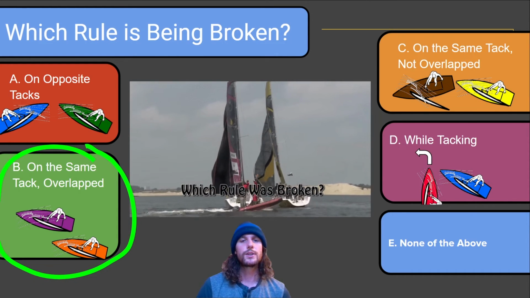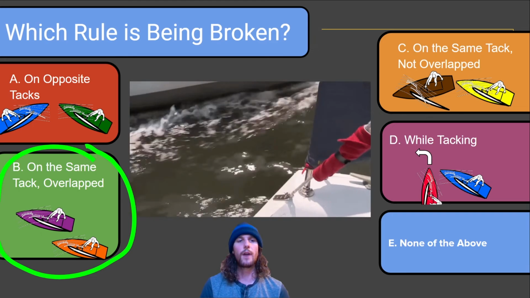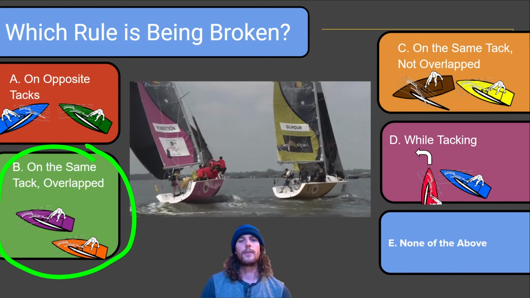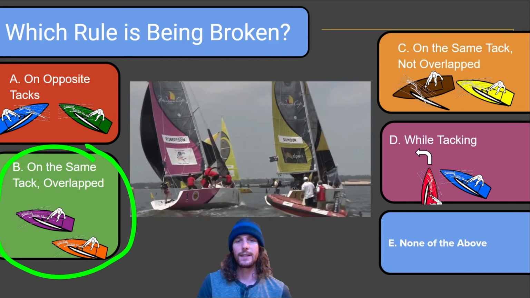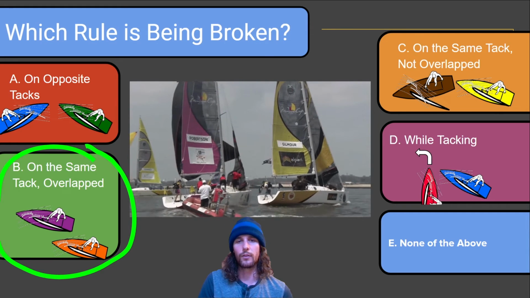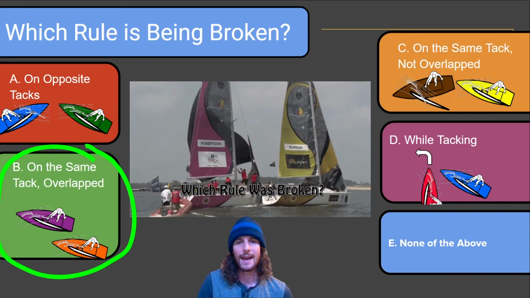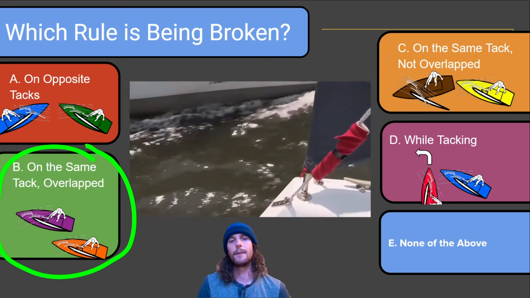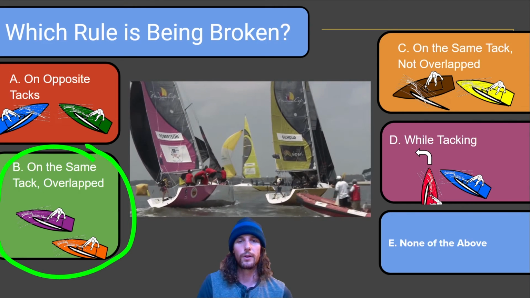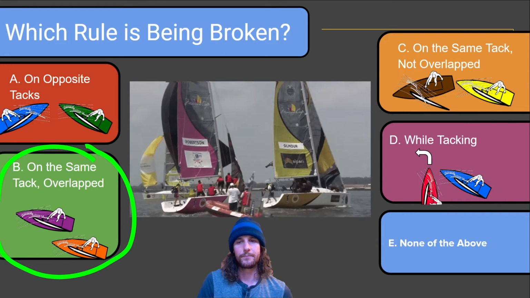So in this situation, the rule that's being broken is on the same tack overlapped. And the reason for that is, as we can see in the video, Robertson establishes overlap from behind, begins to head up, and as they head up, Gilmore, who's to windward, fails to keep clear.